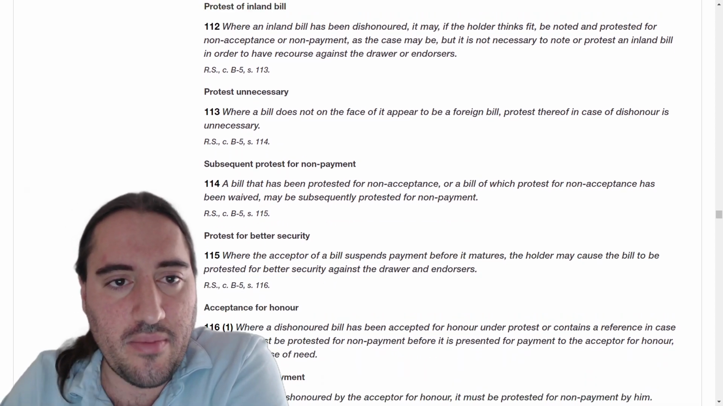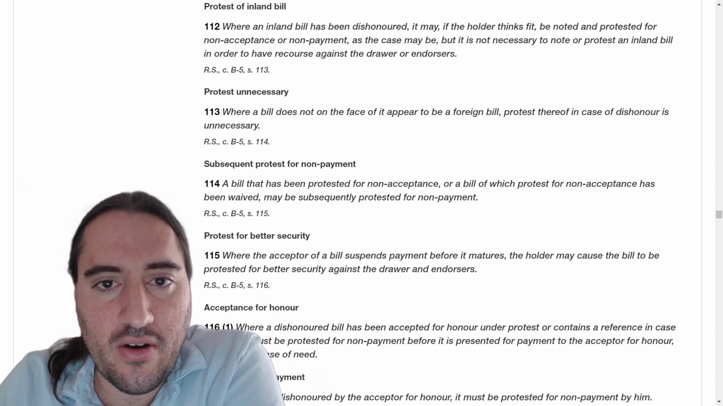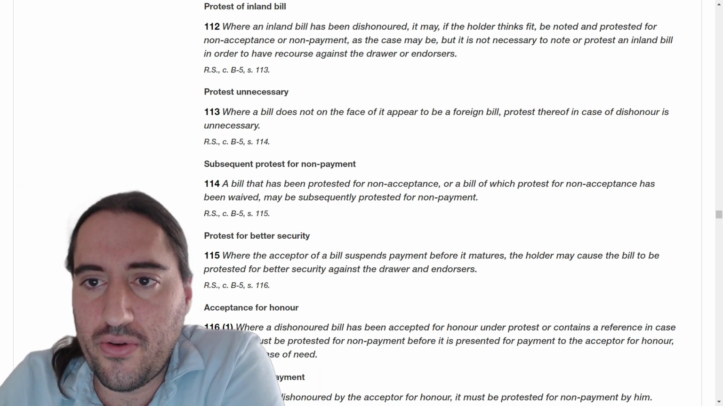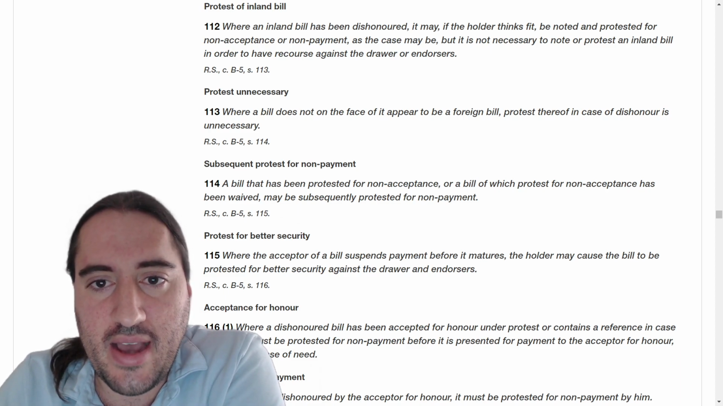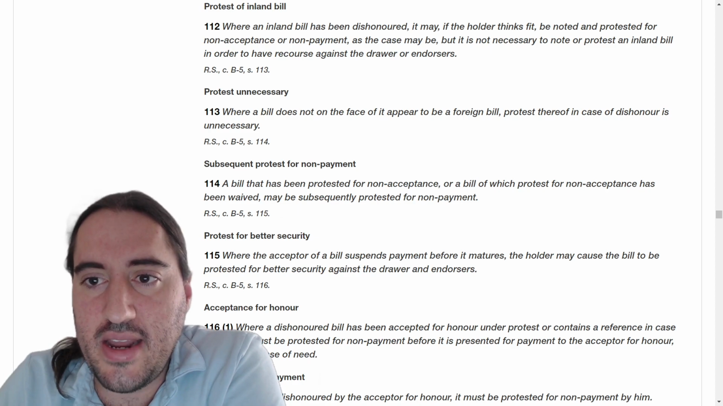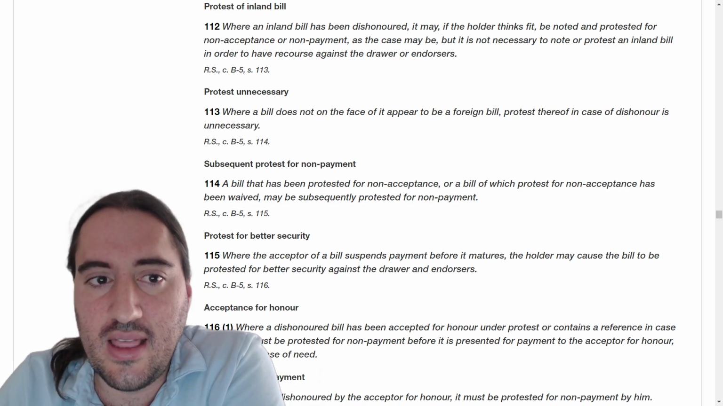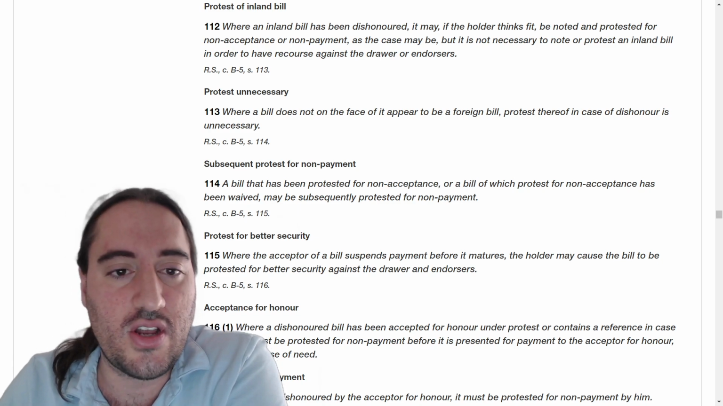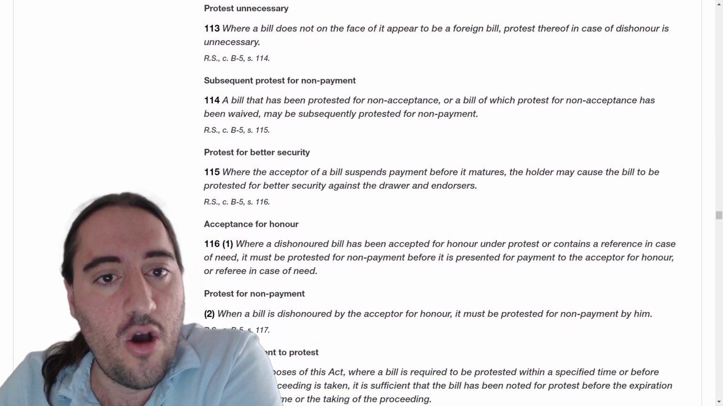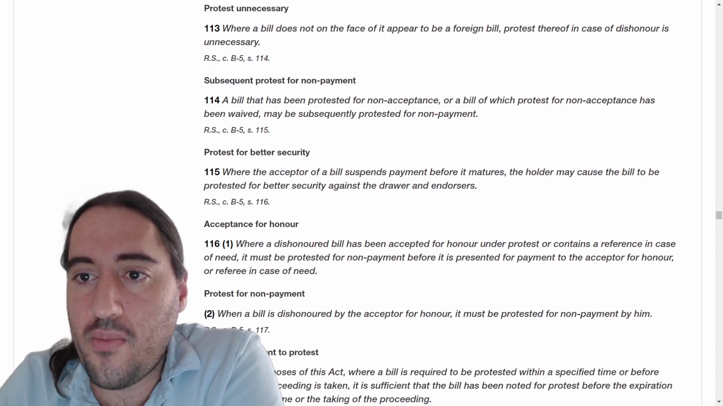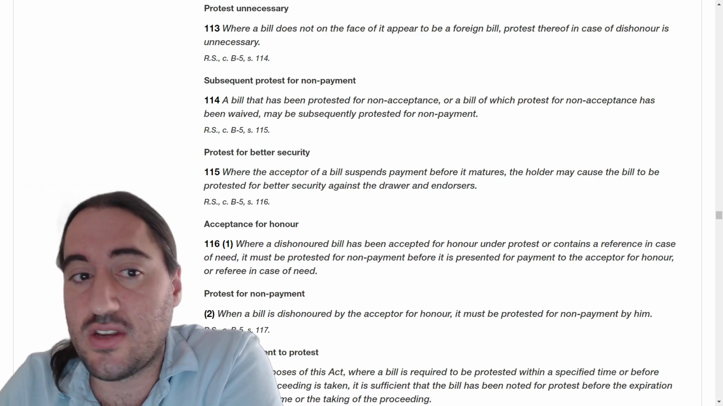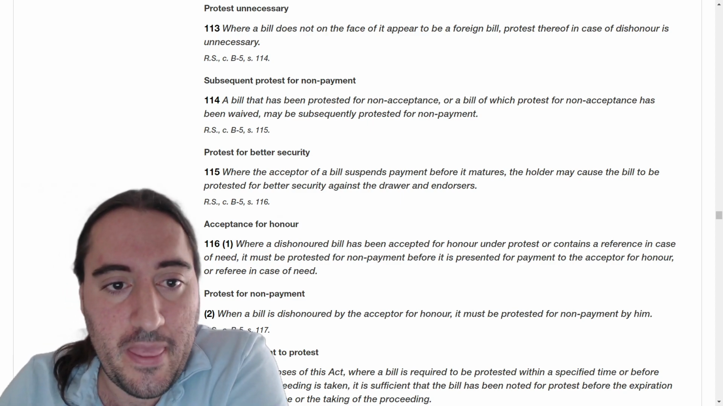Protest of inland bill. Where an inland bill has been dishonored, it may, if the holder thinks fit, be noted and protested for non-acceptance or non-payment, as the case may be, but it is not necessary to note or protest an inland bill in order to have recourse against the drawer or endorsers. Protest unnecessary. Where a bill does not on the face of it appear to be a foreign bill, protest thereof in case of dishonor is unnecessary.